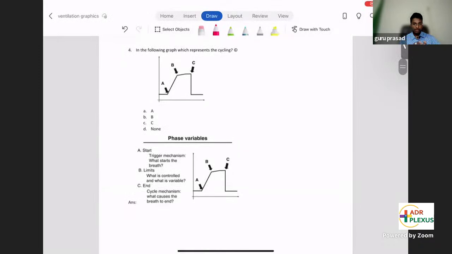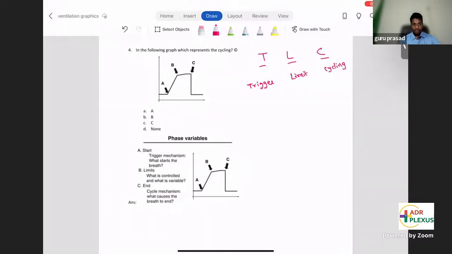Now, whenever you want to know about ventilation especially, then you should know three terms, that is T, L, and C. So total leukocyte count, that is what we call TLC. But in ventilator, TLC means T means trigger, L means limit, C means cycling. I will tell what they are.